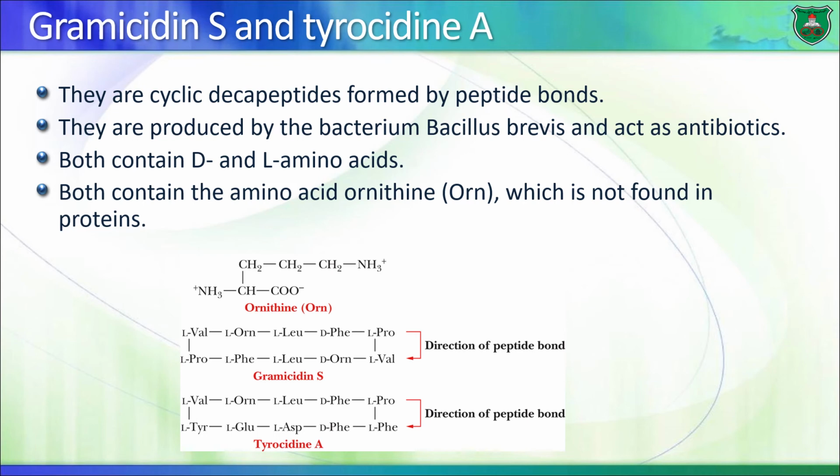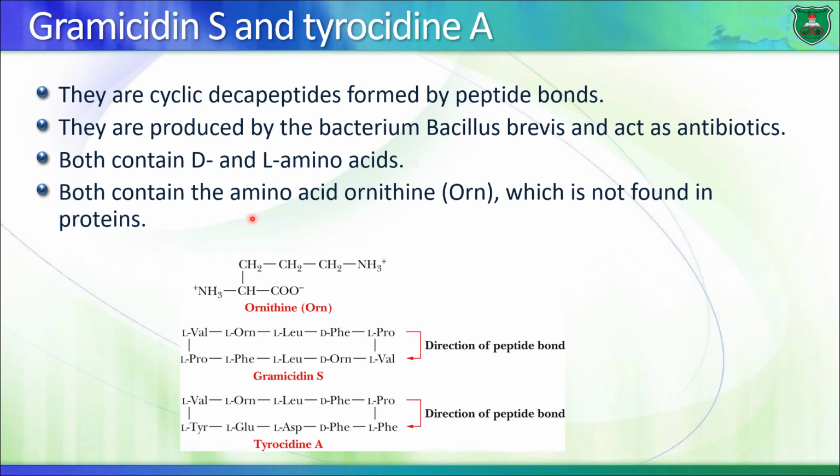Now, two other peptides are known as gramicidin S and tyrocidine A. Now, these two are cyclic decapeptides, meaning that they are made of 10 amino acids. They are bacterial proteins. They act as antibiotics. And an important feature of these two peptides is that they contain D and L amino acids. Now, usually, naturally, amino acids are in the L form in our bodies, but bacteria always have exceptions.